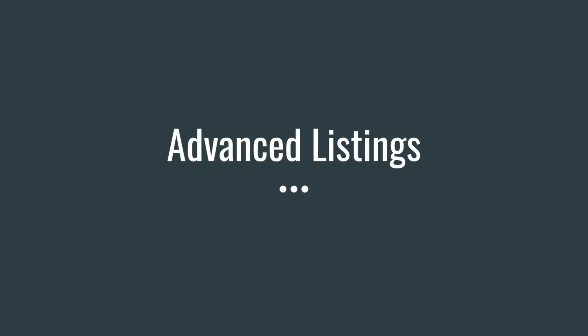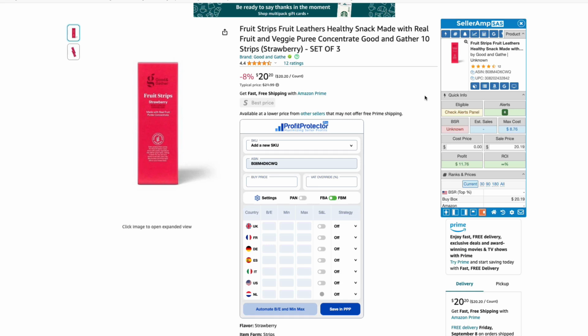So we're going to go over an advanced listing together so that you know exactly what to look for when you do run into these situations. So let's go over this Good and Gather fruit strip. So we can see SellerAmp's already telling us there is no known BSR on this listing, and there are also no estimated monthly sales currently.